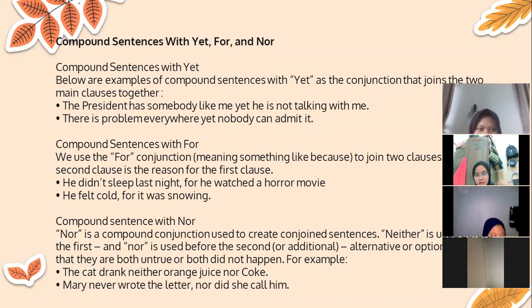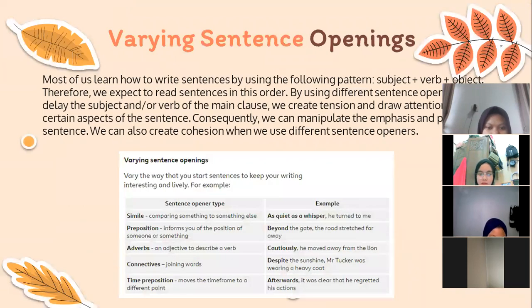Compound sentence with nor. Nor is a compound conjunction used to create a conjoined sentence. Neither is used before the first and nor is used before the second or additional alternative or option to show that they are both untrue or both did not happen. For example, the cat drank neither orange juice nor coke. Mary never wrote the letter, nor did she call him. The next presentation will be read by Zafir.